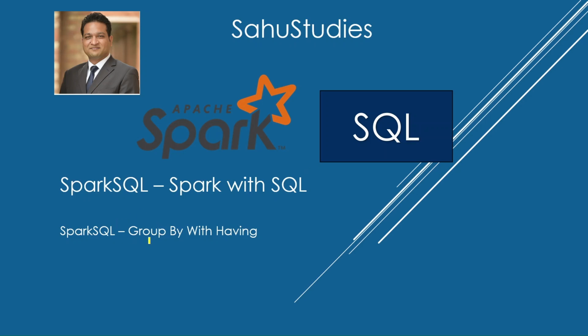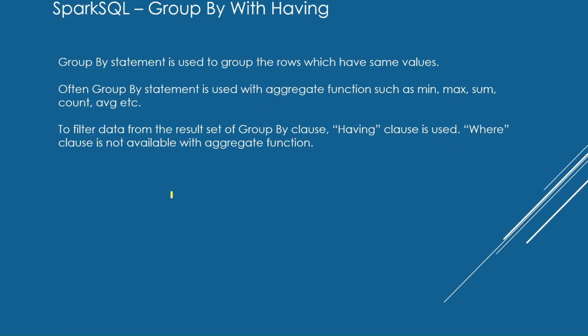In this video, we are going to see how the group by clause works with the having clause in Spark SQL. The group by statement is used to group the rows which have the same value, and on top of the group by statement we perform aggregate functions such as min, max, sum, count and average.